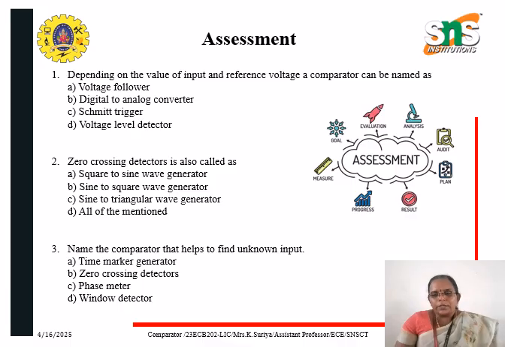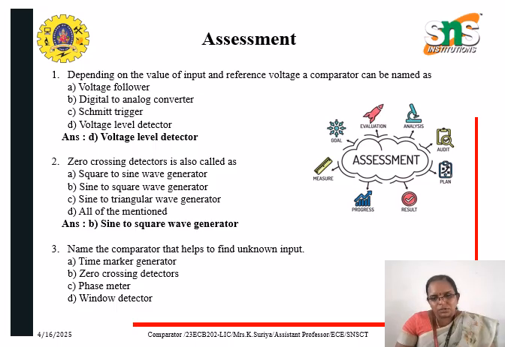Hope you understood the operation of comparator. Let us take up some assessment questions. So depending on the value of the input and reference voltage, a comparator can be named as, the answer is voltage level detector. Second one is zero crossing detectors is also called as, the answer is sine to square wave generator. Next question is name of the comparator that helps to find the unknown input. The answer is window detector.